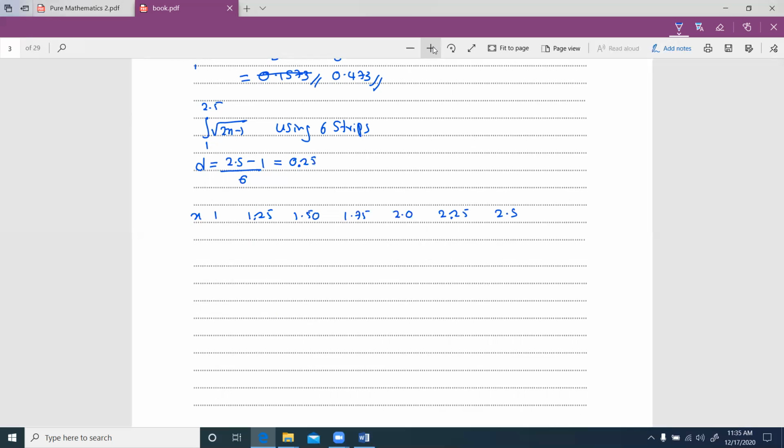1, 2, 3, 4, 5, 6, 7. For example, if you divide into 6 stripes, 1, 2, 3, 4, 5, 6, then there are 6 stripes. How many boundaries are there? 1, 2, 3, 4, 5, 6, 7. Then the number of x coordinates would be 1 more than the number of stripes in the question. That's a factor to understand, right? Then we can get the y coordinates with it.